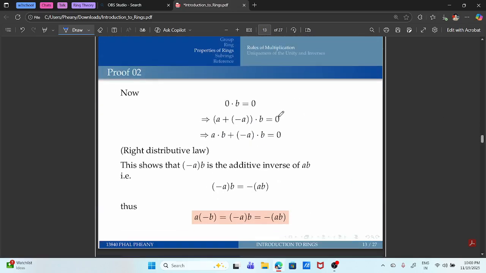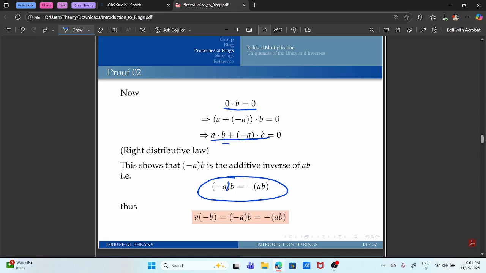The second part of the proof of property number 2 is involving 0 times b too. We have to prove this part: minus a times b equal to minus ab. So we consider 0 times b equal to 0, which we know from property number 1. So 0 can be written in such a way: a plus minus a, times b, equal to 0, by using the right distributive law.